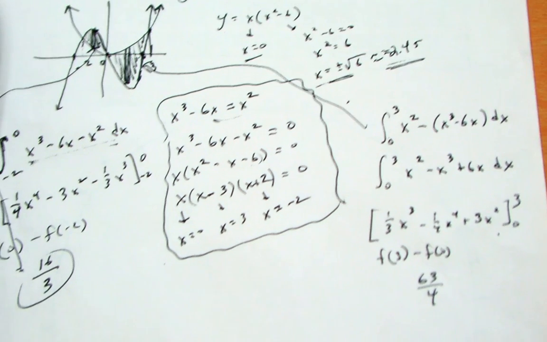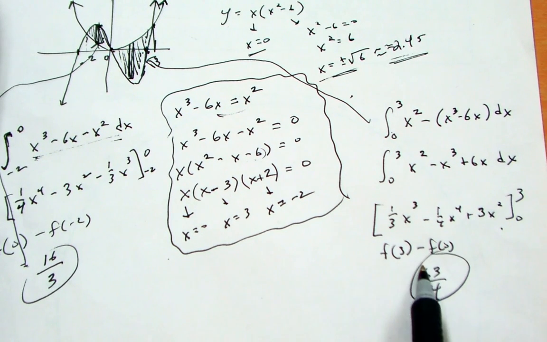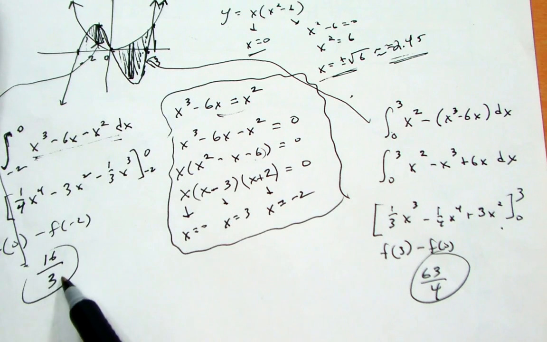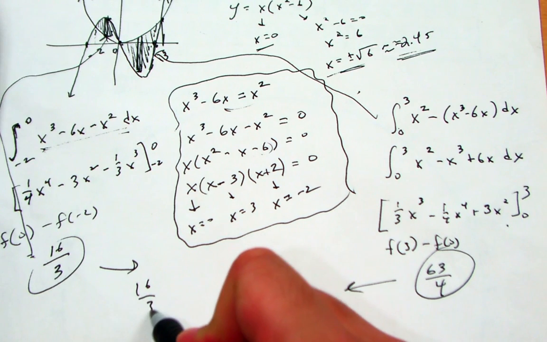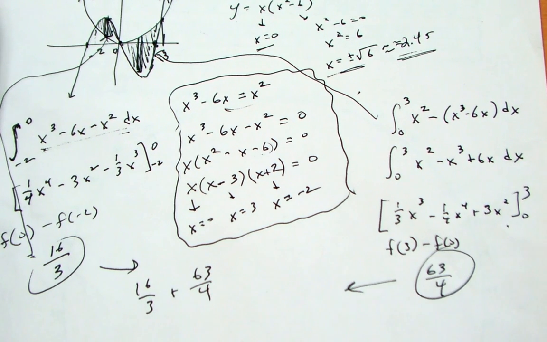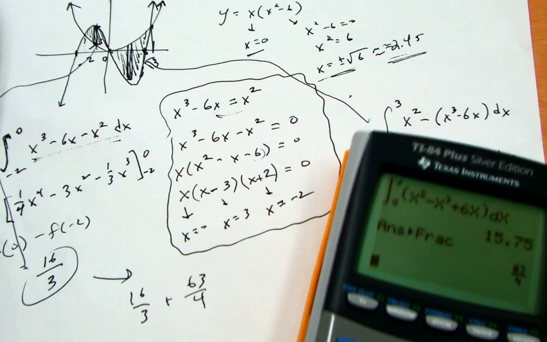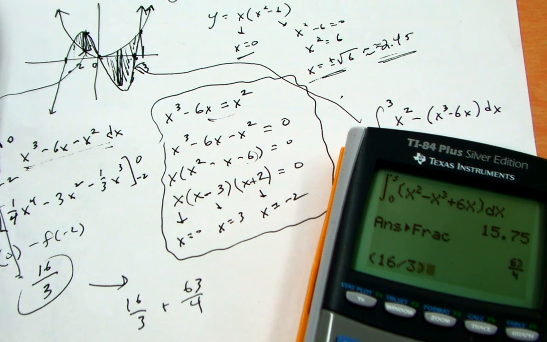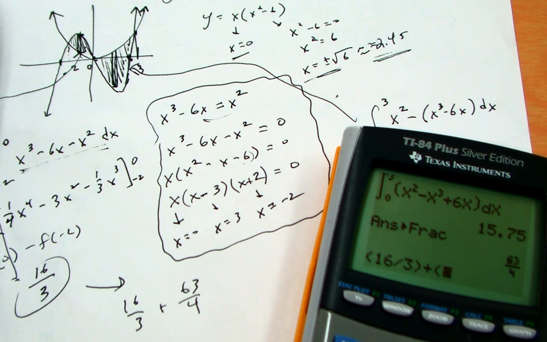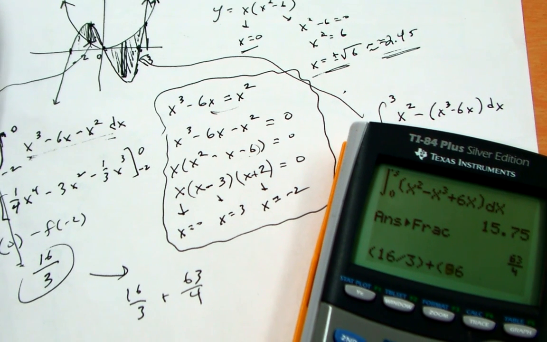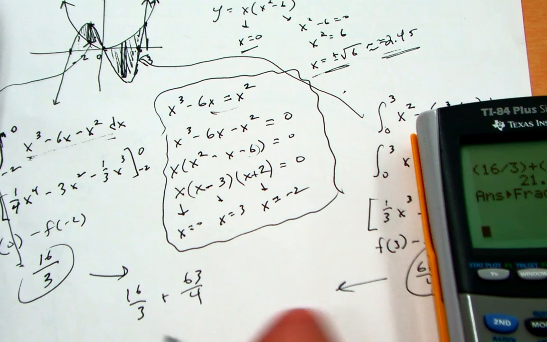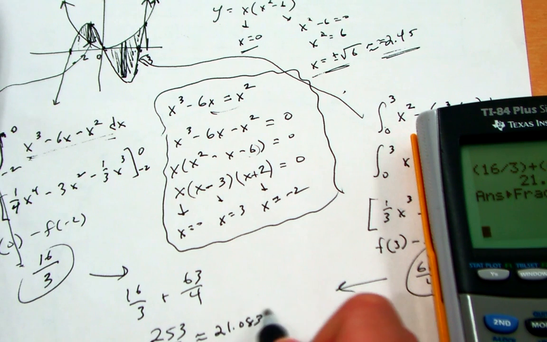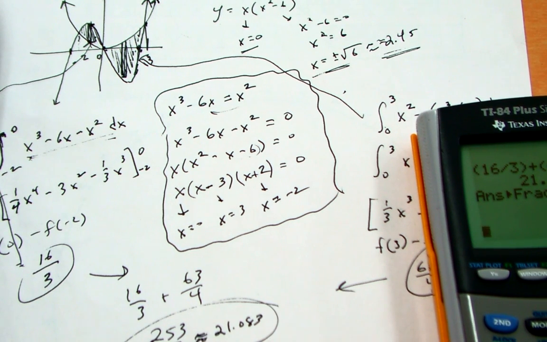So finally, adding those two areas together, so this is the amount of area in here, and this is the amount of area in there. The total area would be 16 thirds plus 63/4, and I really don't feel like adding fractions at this time of day. So 16 thirds plus 63/4 is 253/12, or approximately 21.083. Alrighty, hope this helps.